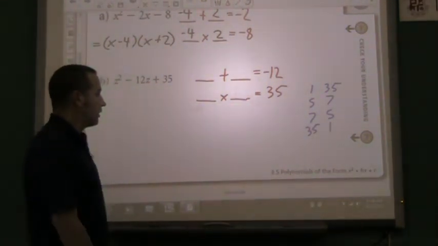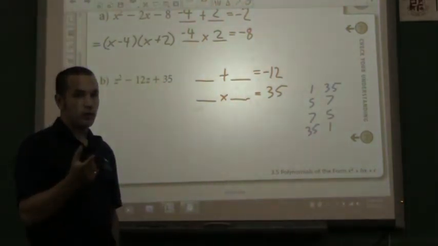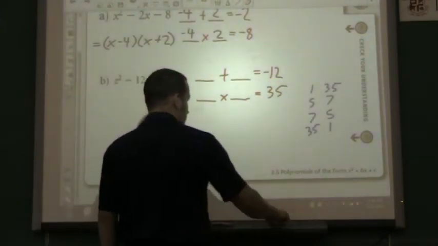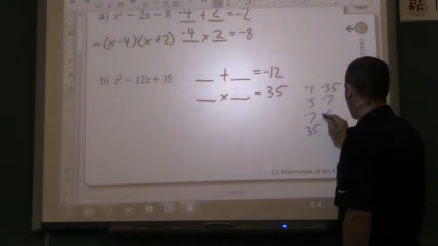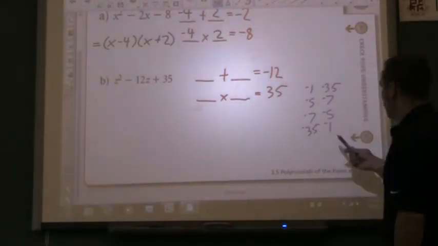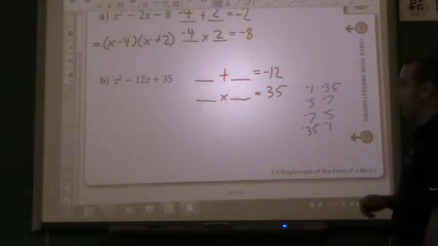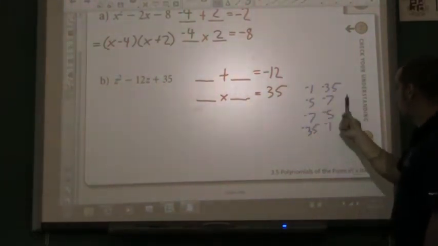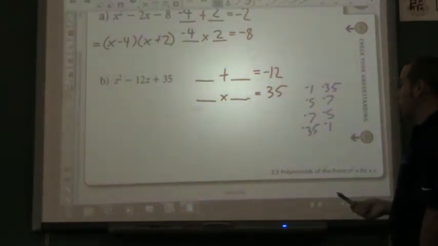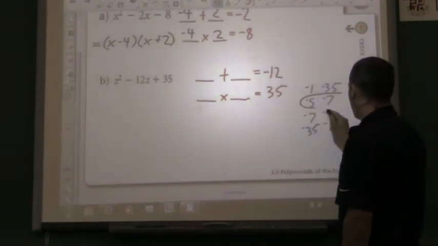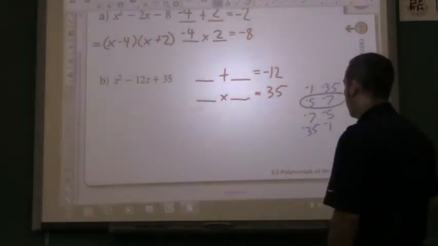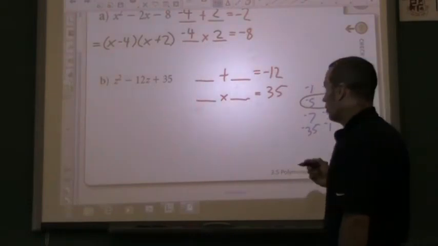Well, the other way we can get a positive number when we multiply two things together is if both of the numbers are negative. So let's try changing these to a negative 1 and a negative 35, a negative 5 and a negative 7, and so on. So negative 1 times negative 35 still gives you positive 35. Now I can look to see if I've got a pair of numbers that will add to negative 12, right? And negative 5 and negative 7 do add together to give me negative 12. So those are the two numbers that I'm looking for.